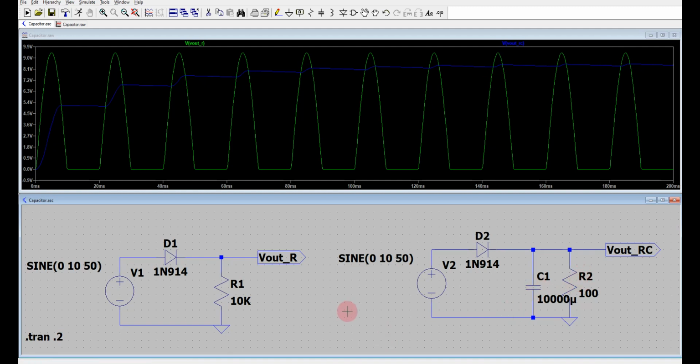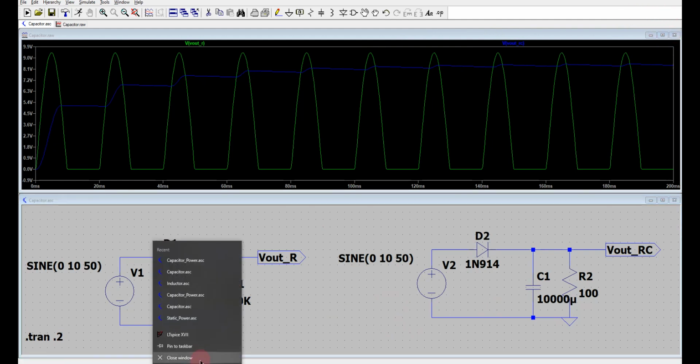Is this circuit understood? What is the application of a capacitor? Yes, sir. Good, Vedant. Okay, let me show you one more small simulation.